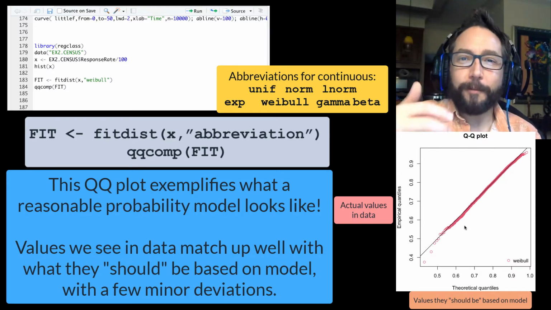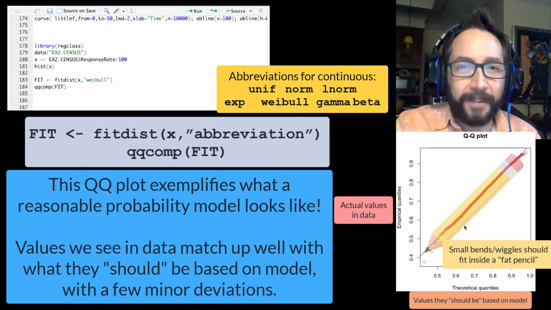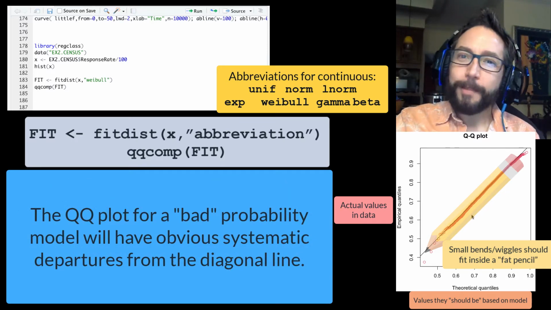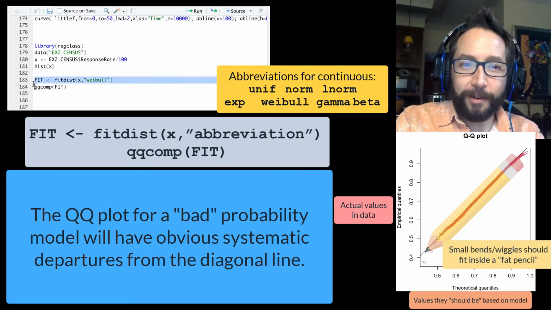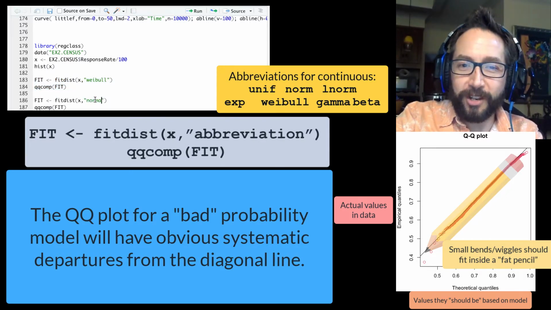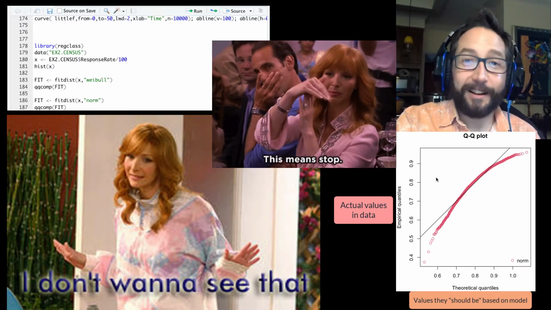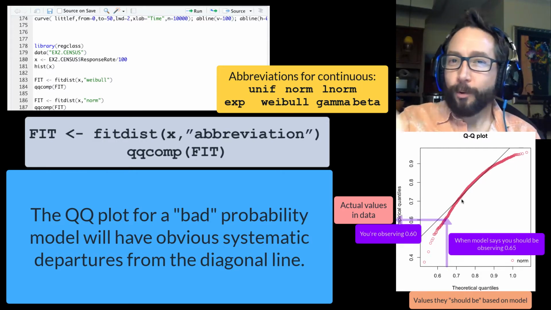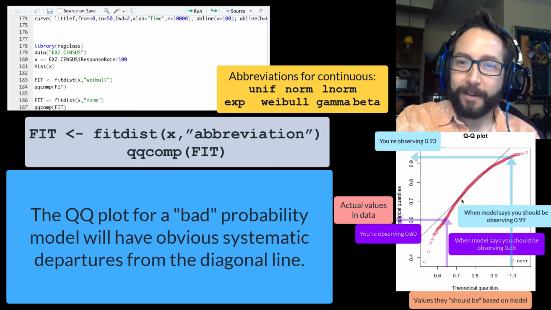We're always going to see a little bit of wiggling, and so there's a bit of leeway. What we want to make sure is that we don't have some very obvious systematic curvature away from that straight line, some sort of deviation between what the values should have been and what we actually observed. So, for instance, if I were to go and fit this to a normal distribution, just changing the abbreviation, I don't want to see this. This is not great because we have this systematic bend away from that diagonal line, indicating that there's a systematic departure between what a normal distribution can give us, the shape of that, and the values that we're seeing in the data, the shape of that histogram.